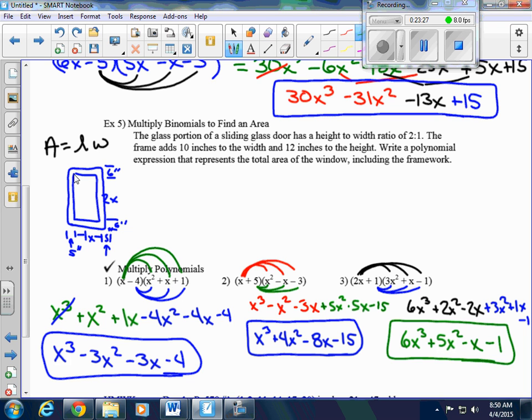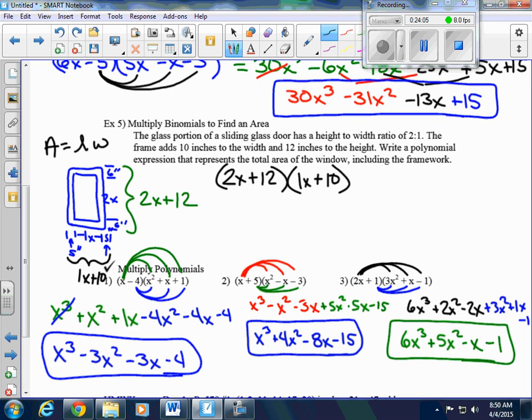So what we're looking at is this. I want to know what is this segment. Well, it's 2x, and it's 6 and 6, so it's 2x plus 12. And this segment is 1x plus 10. So they're saying write a polynomial expression that represents the total area. So remember, area is base times height or length times width. So we're going to multiply these two. So we're going to take our 2x plus 12 times our 1x plus 10, and we're going to multiply these.